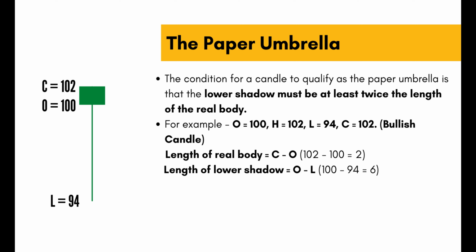We can learn to calculate the length of the shadow through this example, where the OHLC price points are given. To calculate the length of the body, we subtract the opening price from the closing price, that is 2, and for the length of the shadow, we subtract the low price from the opening price, that is 6 in this case. Hence, as the shadow is more than twice, this candle is a paper umbrella.